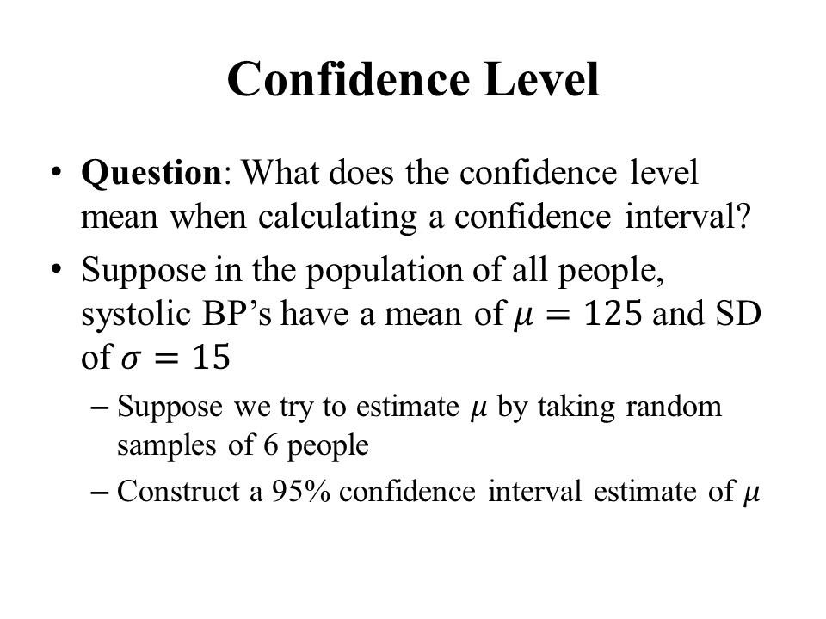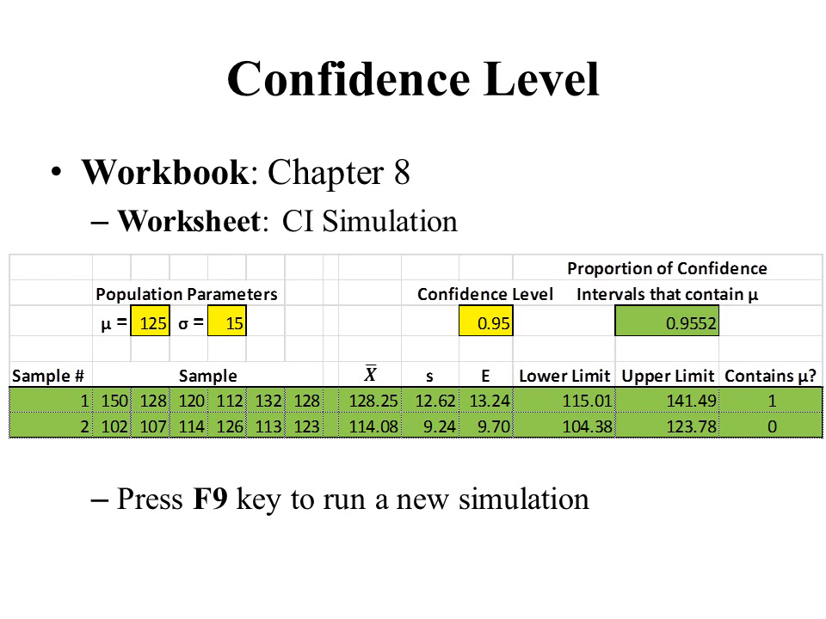But we're going to pretend that we don't know the value of mu, and we're going to try to estimate it by taking random samples of 6 people, and for each sample we're going to construct a 95% confidence interval estimate of mu. And we're going to simulate doing this a whole bunch of times and analyze the results. And so if we go to the workbook chapter 8 and the worksheet CI simulation, which stands for confidence interval simulation, this is going to simulate doing this scenario a whole bunch of times.